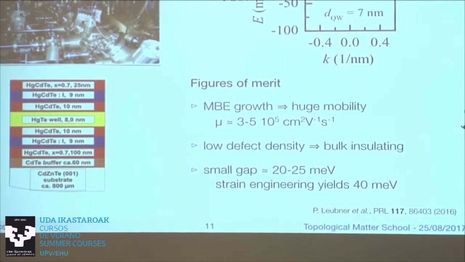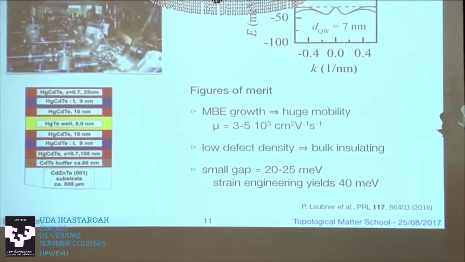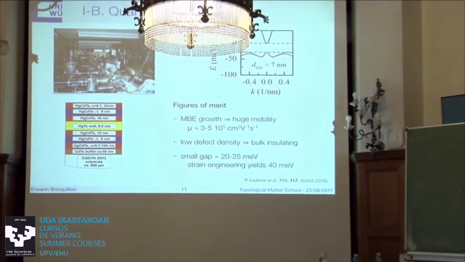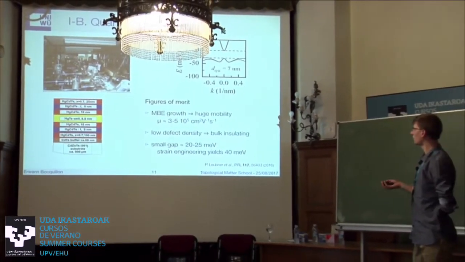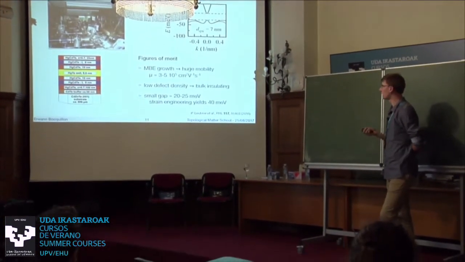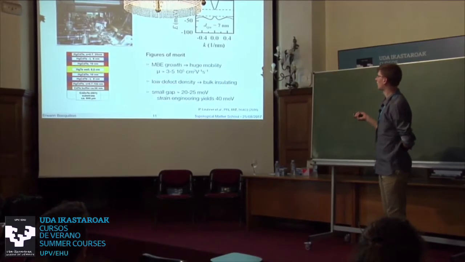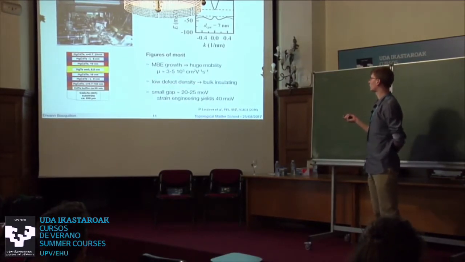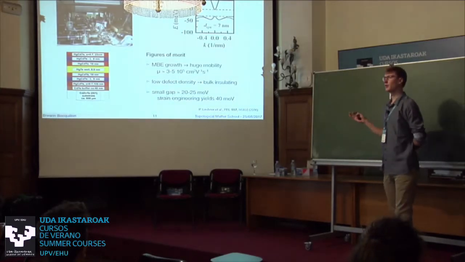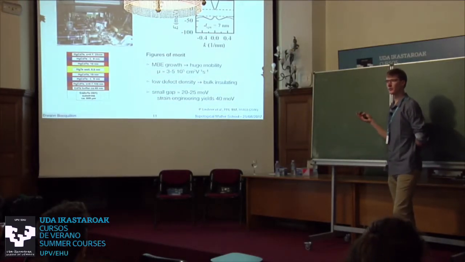The problem with Mercury Telluride is that, since I told you the gap at the beginning does not exist, Mercury Telluride in itself is a semi-metal. The small gap you will open either from quantum confinement or from strain is always very small. Small means in that case 20 to 25 millielectron volts. And if you remember, gallium arsenide has a gap of about 1 electron volt, so this is much smaller.